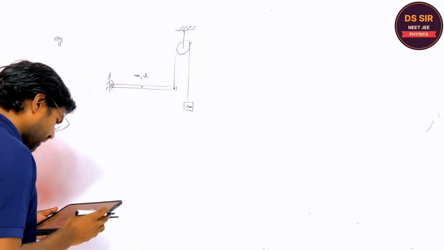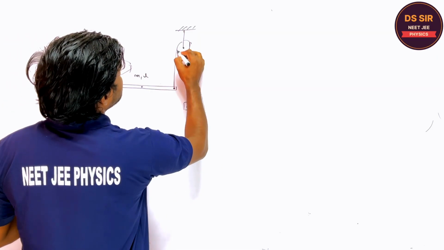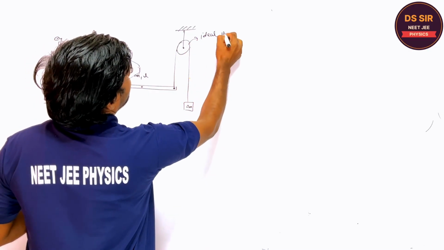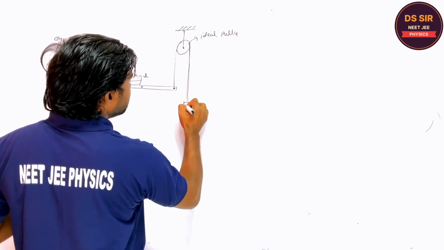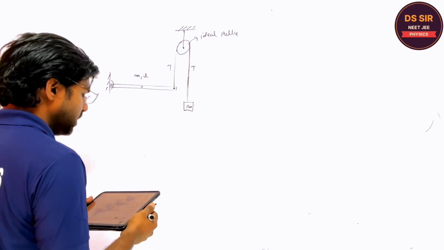Are you getting or not? Connected to a massless string. The pulley is the pulley. This pulley is also the ideal pulley given in the question. Ideal pulley. And this string is also the ideal string. Ideal string means tension on both sides of the string is what? Same.